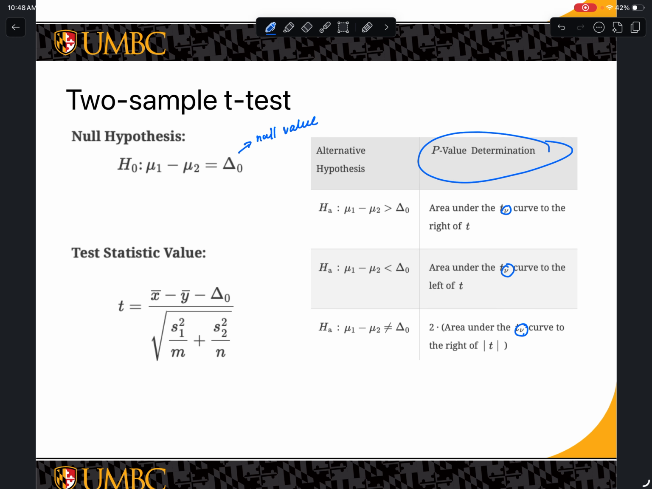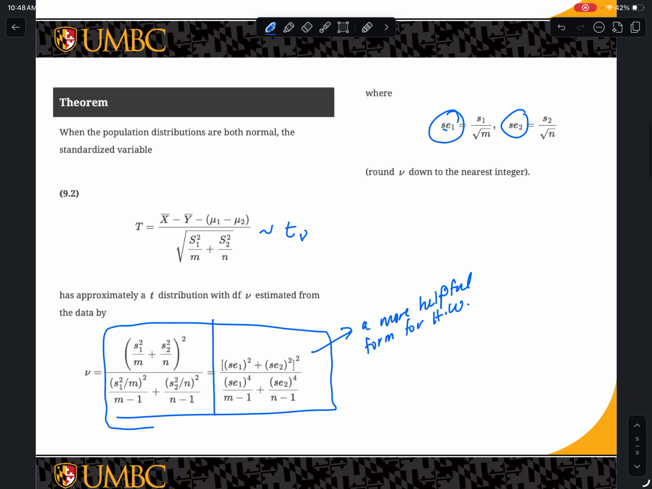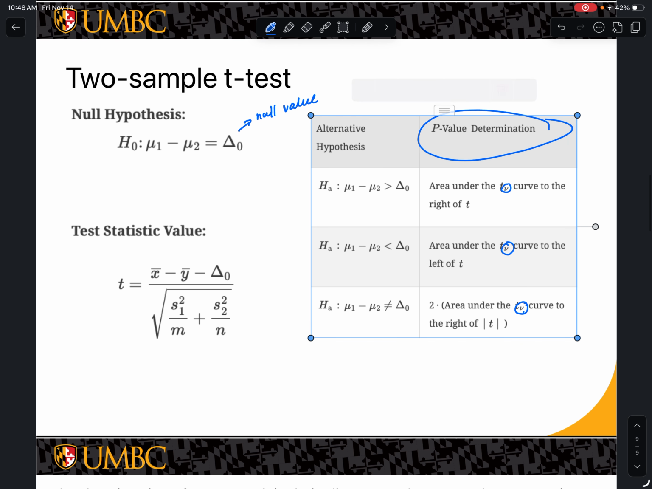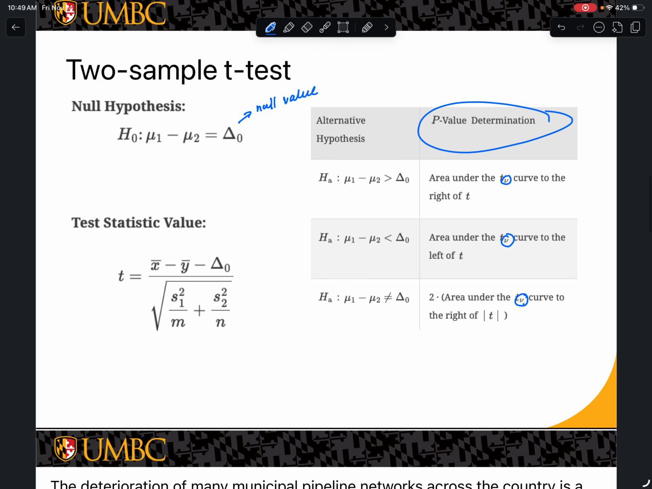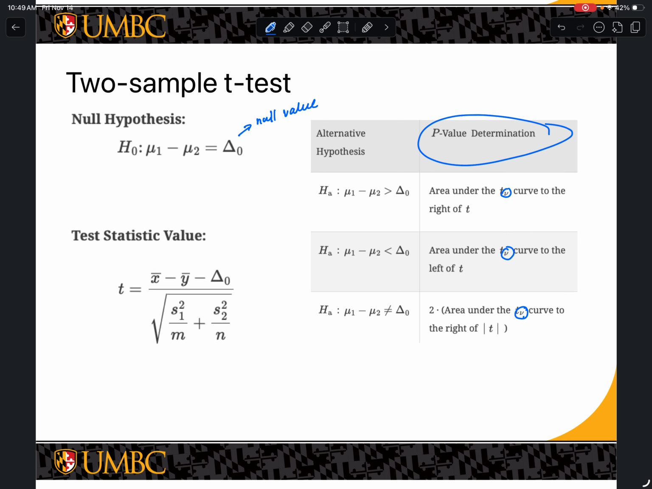So let me just back up here. You can see the degrees of freedom is something you're going to have to calculate using all the sample quantities that you have. Okay, so once you have determined your degrees of freedom, then you can use this p-value determination table to decide what your p-value is. And of course, as always, the row of this table that you use depends on what the alternative hypothesis looks like.